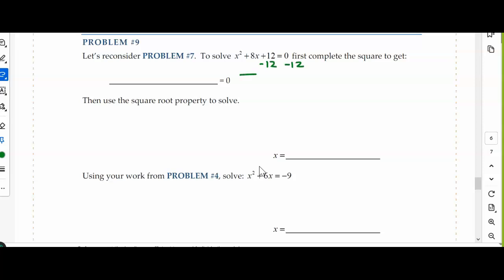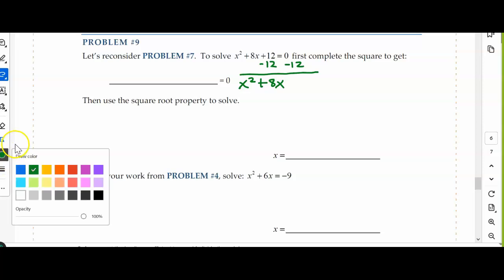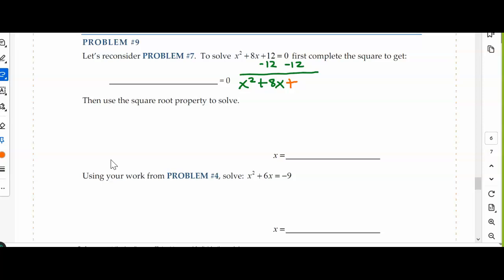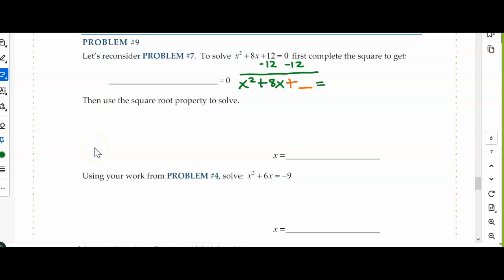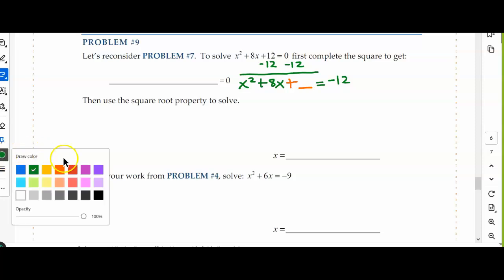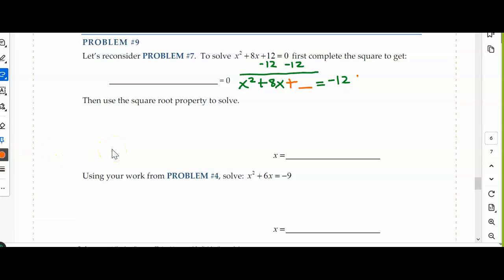to the other side. So I get x squared plus 8x, and then I'm going to put in some blanks here because we're going to be filling in some blanks. So I'm going to say plus blank, and then equals negative 12, because I moved that over to the other side, and then plus another blank.